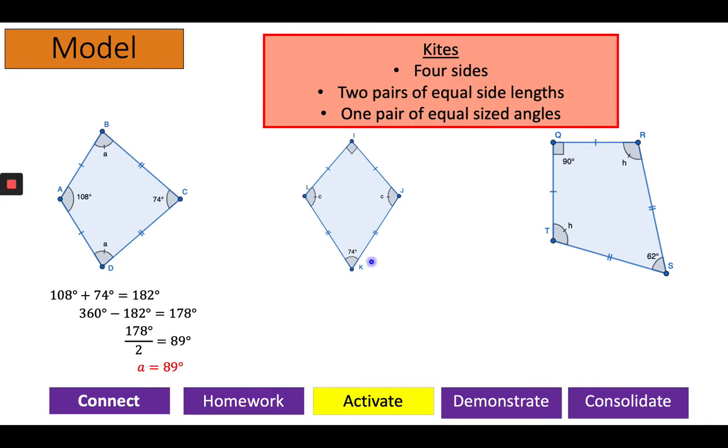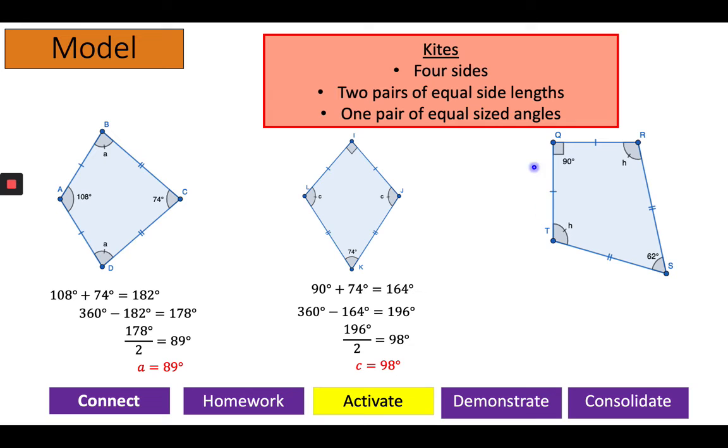For this kite here, we would add our 2 known angles, 74 and 90, and we get 164 degrees. We then take that away from 360, and we get 196 degrees. Again, we divide it by 2 because we're missing 2 equal angles. So angle C would be 98 degrees.